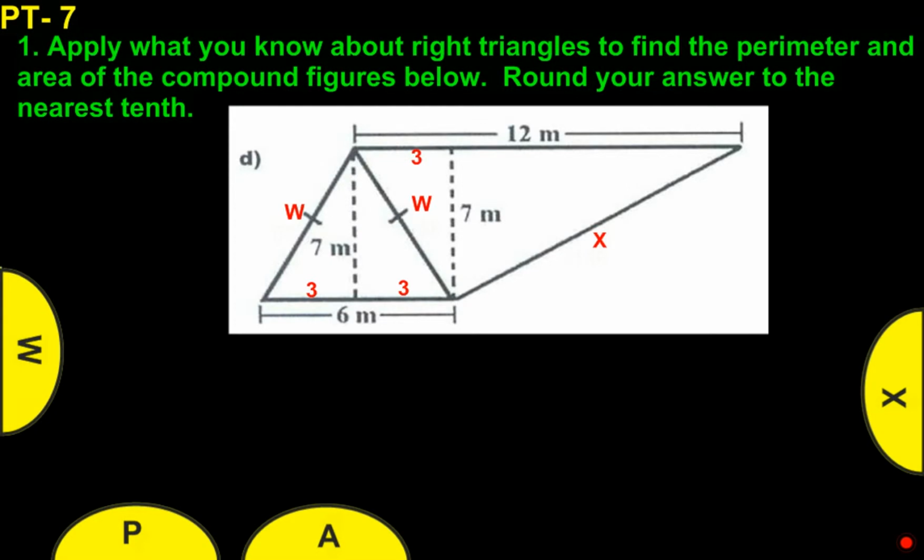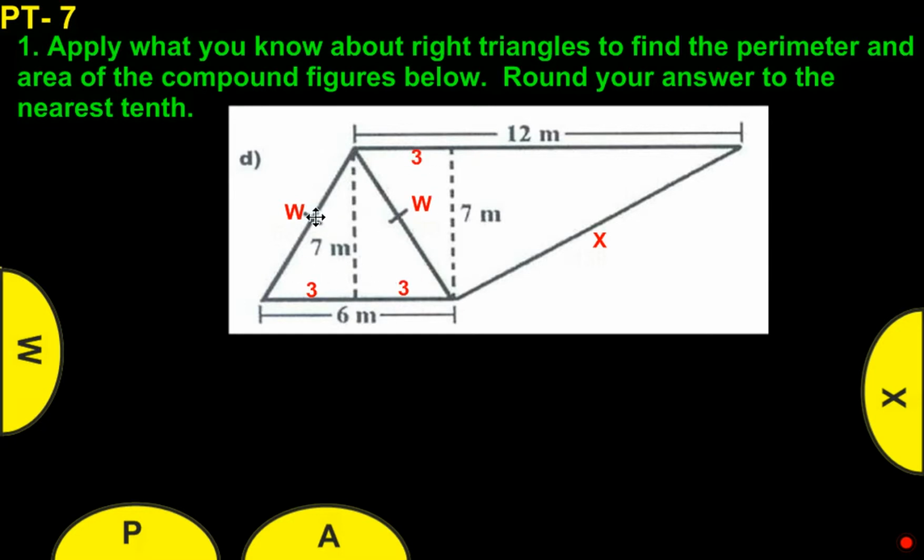Next, we'll take a look at 1D. Again, apply what you know about right triangles to find the perimeter and area of the compound figures below. Round your answer to the nearest tenth.